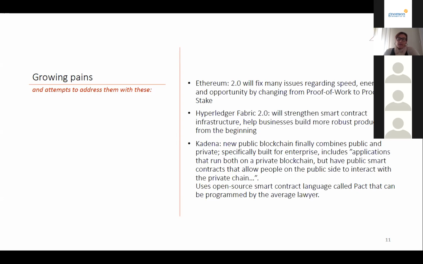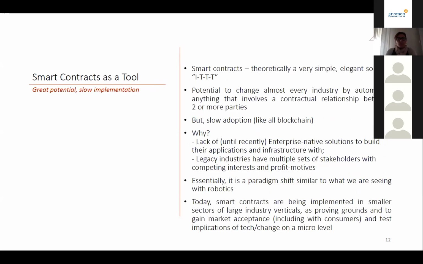And Cadena is a company that's finally managed to put together a really good combination of a public and private blockchain. And they've got smart contracts native there, of course, but they've created an open source smart contract language. It's called Pact. And theoretically, any lawyer with a good working knowledge of Excel can use it. So it's sort of a tool that is able to be used by the real audience that needs it in order to take the technology further and make it much more widely acceptable and widely used. Because if any lawyer can sit down and write out a smart contract, then they're going to be much more likely to put it into practice and help their clients understand it.